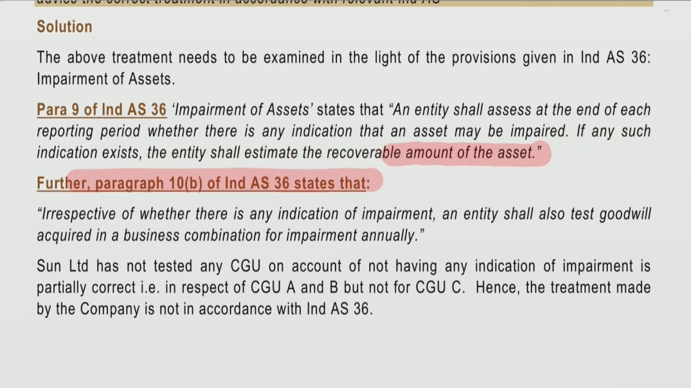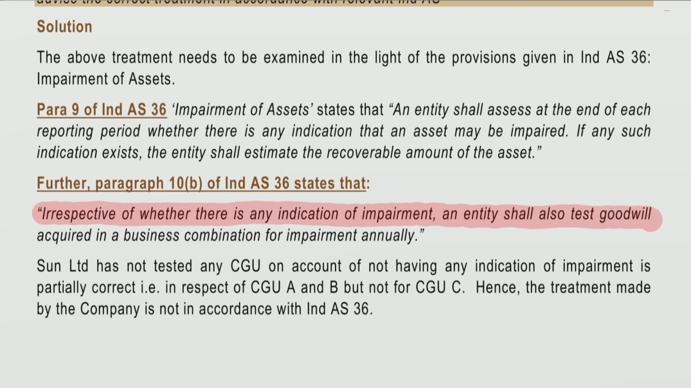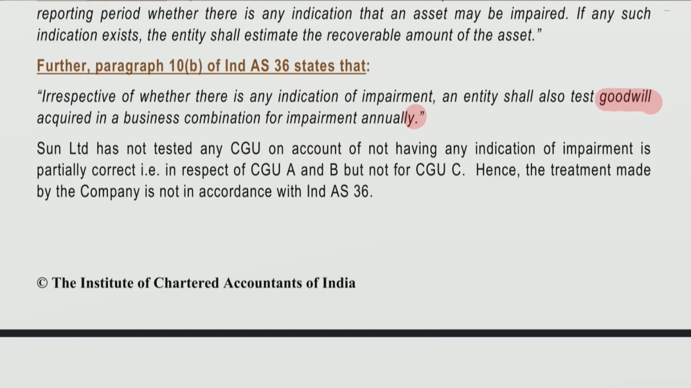Paragraph 10(b) of the same standard, that is Ind AS 36, states that irrespective of whether there is any indication of impairment, an entity shall also test goodwill acquired in a business combination for impairment annually. Every year you need to carry out this test.